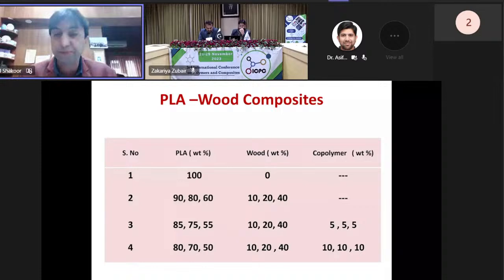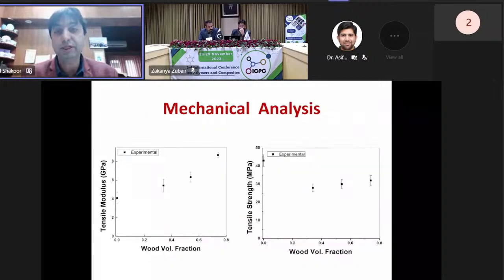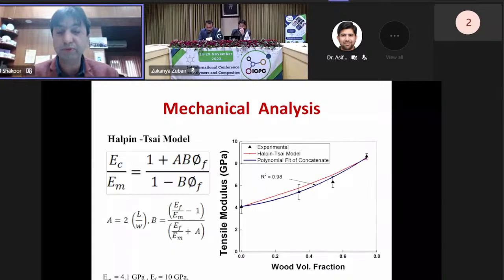Thermally, no significant change was observed in the PLA wood composites, but we saw a very significant improvement in the mechanical profile of the material, with significant improvement in stiffness and modulus, which was also compared with the modeling, and they correlated very well. From the viscoelastic point of view, not much significant improvement was observed, as the damping capability of the material was not properly improved.